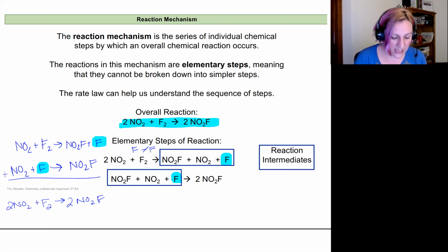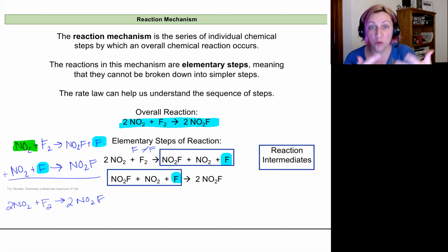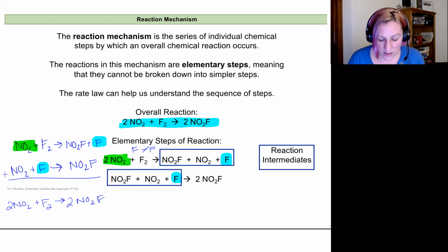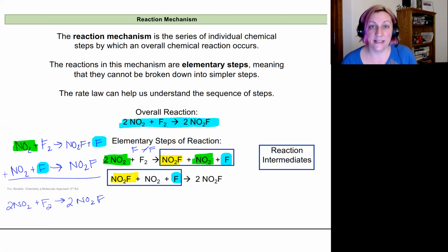And so that difference there is where I would say there's just one NO2 that's actually doing some chemistry and colliding with that F2. This one is including both of those NO2 molecules and then leaving one here unreacted, and taking our product that's formed from the first one and carrying it over into our reaction in the second step, but having it just not actually do anything.